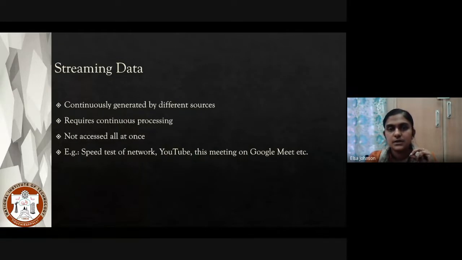Next is streaming data. A perfect example is the streaming of this meeting in Google Meet. Another is the speed test of a network, or YouTube. It requires continuous processing, and it's continuously generated by different sources. So this is streaming data.